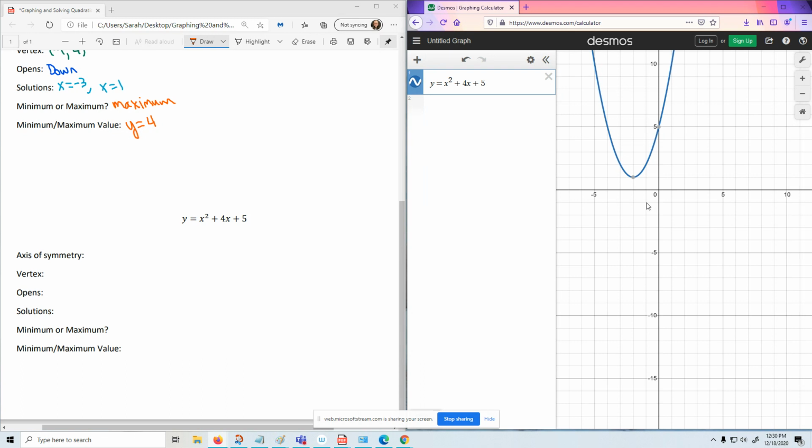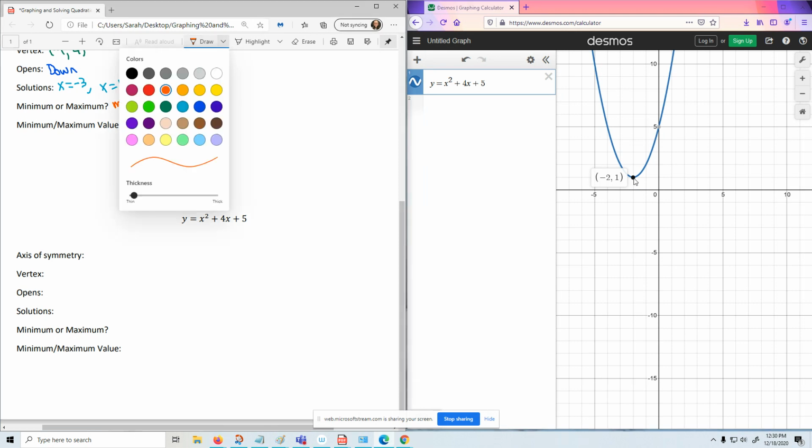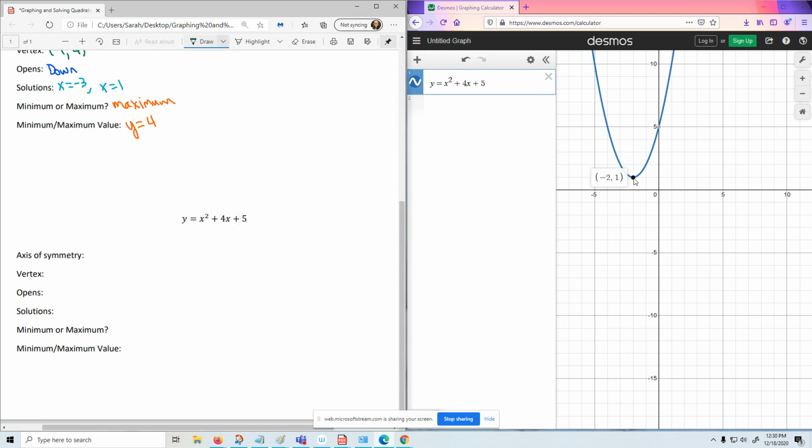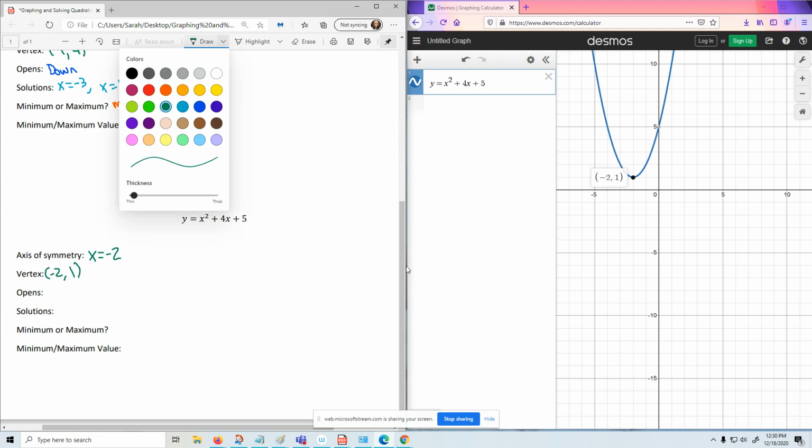Axis of symmetry is the x-coordinate of that middle point of the graph. So the middle point of my graph is -2, 1. The x-coordinate of that point is just -2. So my axis of symmetry is x equals -2. Vertex is that whole ordered pair. So -2, 1. Our graph is pointing up this time. So we say our graph opens up.